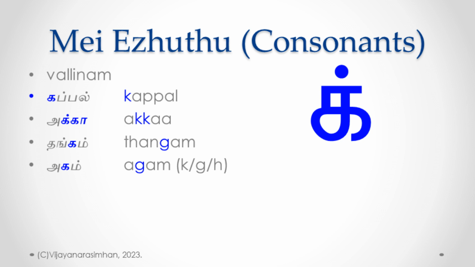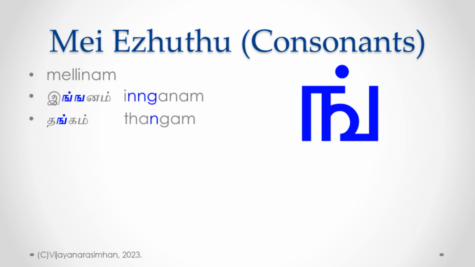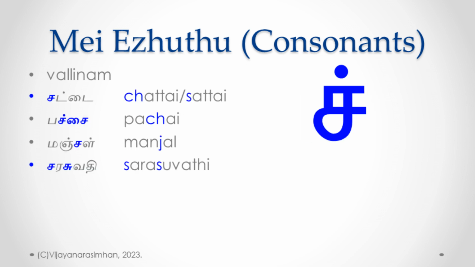I'm not going to spend time explaining this for all the other hard consonants. Please notice and learn by yourself, but I'll be pronouncing all these words. So once again, kha, kappal, akka, thangam, agham. Now idaiyinam, thangam, ich, chattai. This sa, because of the Sanskrit influence, is also becoming sa. So it's sa, cha, both.